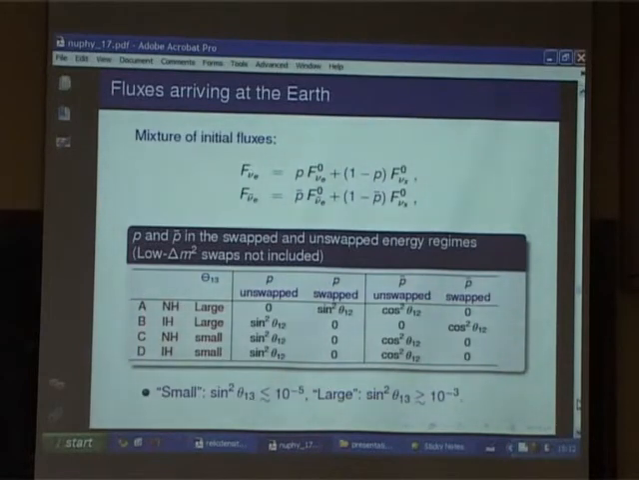So finally, fluxes arrive at the Earth. So initial fluxes, let's say F0 to E and F0 to X, then they'll be mixed. What will happen at Earth is you will get some P times F0 to E plus 1 minus P times F0 to X. So there will be some mixture. P is the survival probability of νe, and then you get νe at Earth, it's some fraction of νe and some other fraction of νx. Similarly for νe bar, you will get some fraction of νe bar and some fraction of νx bar.